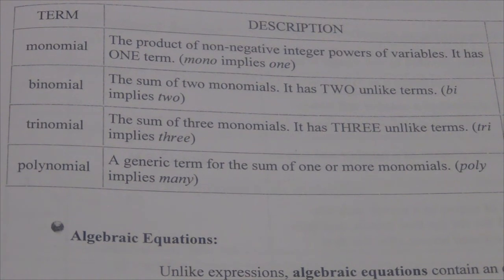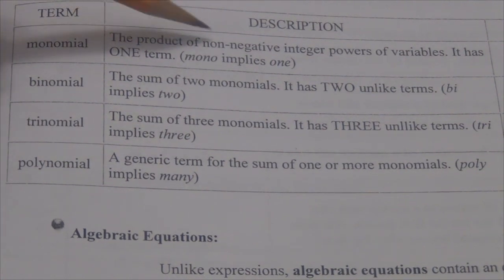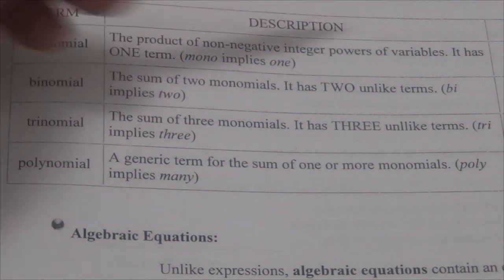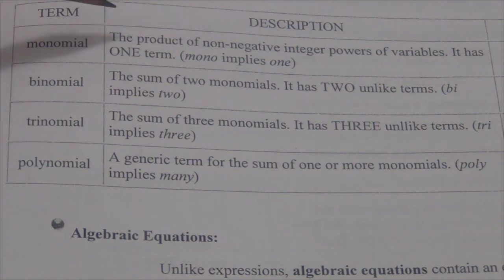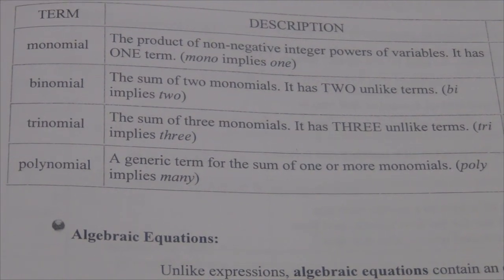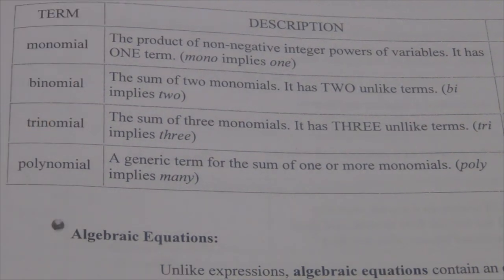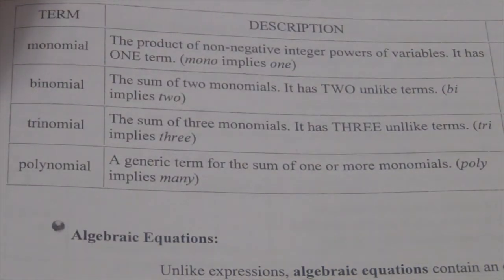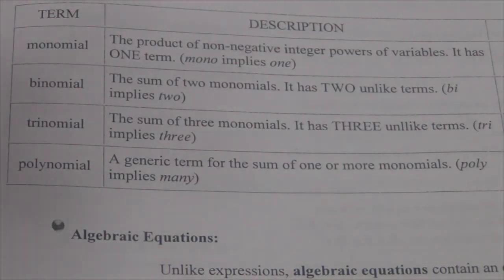A monomial is the product of non-negative integer powers of variables. It has one term. Mono implies one. What do you mean? Well, let's see. For example, negative 3n is a monomial. A monomial is just one term. 2x, 13p.